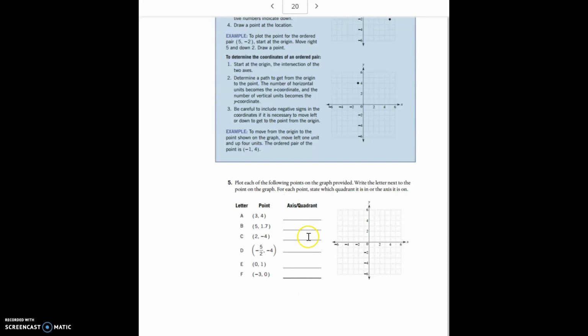And if they're in a quadrant, put what quadrant you're on. So go ahead and plot those quick. I'm going to pause my video while you work, and then you pause and unpause when you're done.